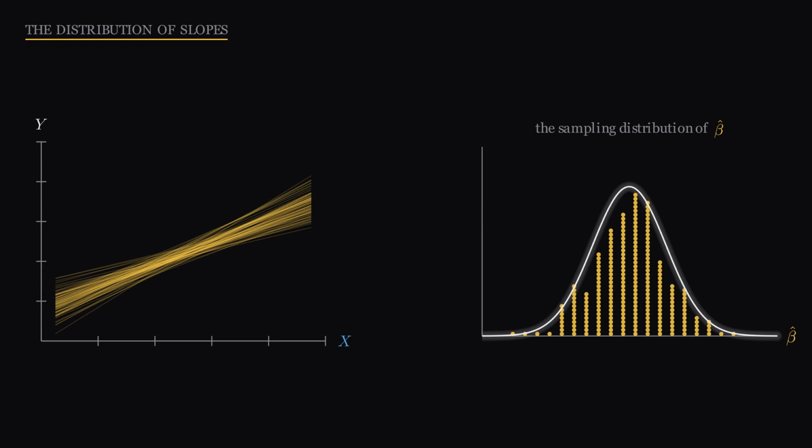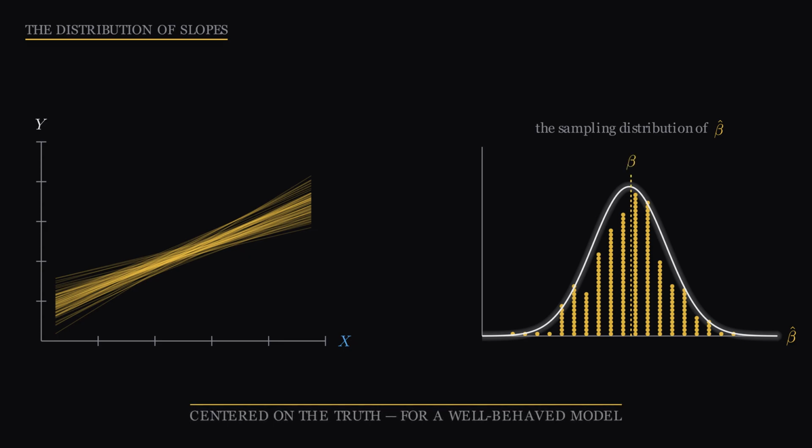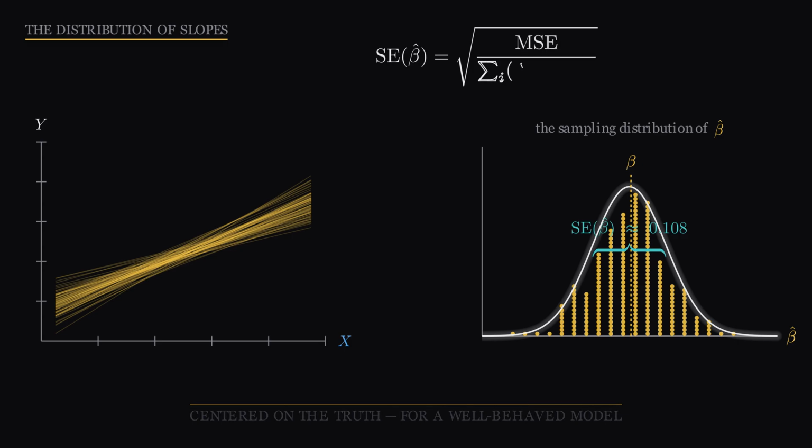Two features to consider here. First, where it's centered, for a well-behaved model, right around the true beta. And second, the one we have been chasing the whole time, how wide it is. That width has a name we have seen many times, the standard error. And what makes it wide or narrow? Again, two things. The first is noise.